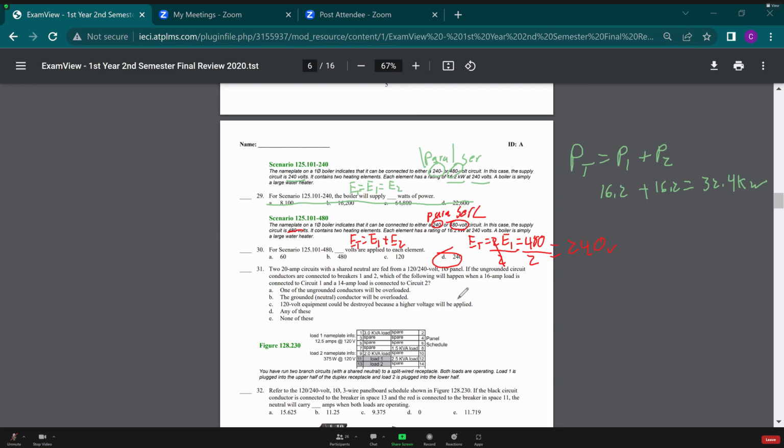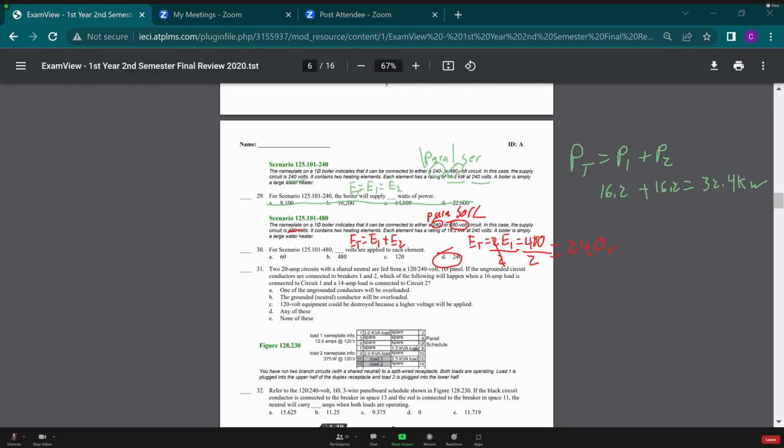Now for 31, two 20 amp circuits share a neutral fed from a 120/240 volt single phase panel. If the ungrounded circuit conductors are connected to breakers 1 and 2, the following will happen when a 16 amp load is connected to circuit 1 and a 14 amp load is connected to circuit 2.